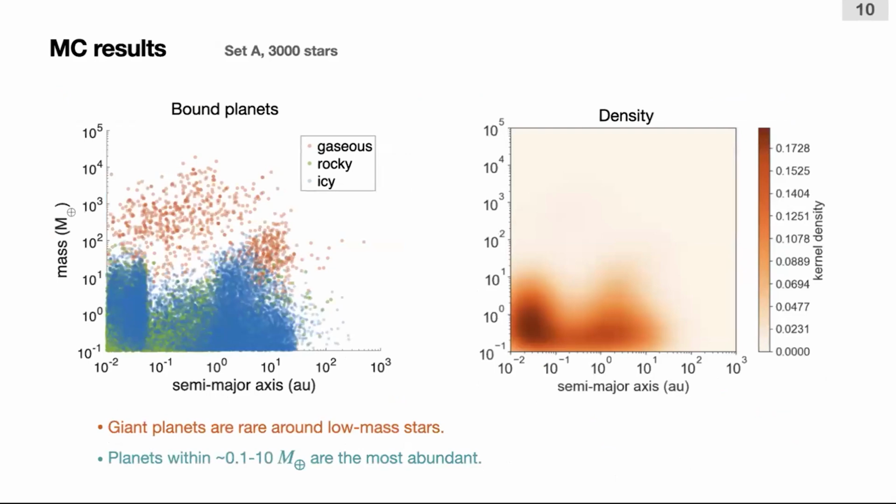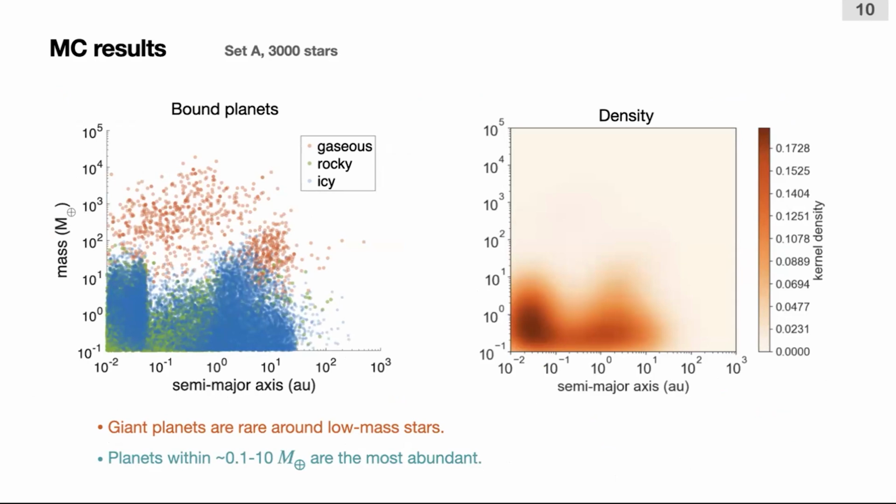Then I'm showing our results for set A, which is the big sample. On the left, I'm showing the distribution of the bound planets on the semimajor axis and mass plane. And the figure on the right shows the density distribution of the data points in the left figure. And I color-coded the planets by type, including gaseous, rocky, and icy planets.